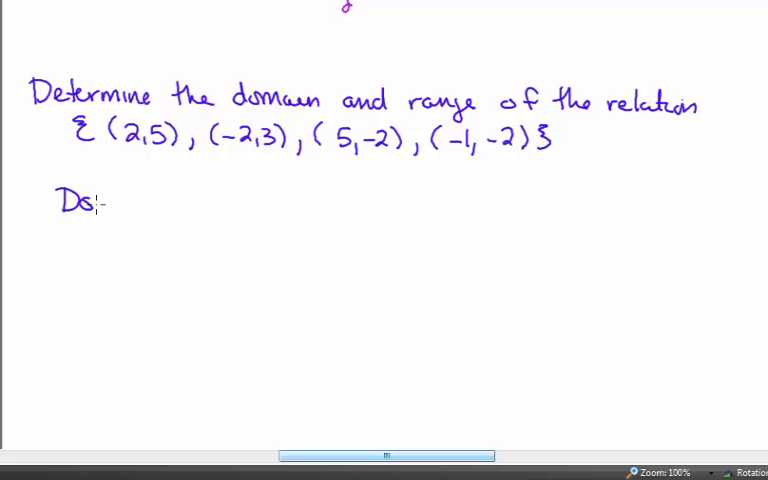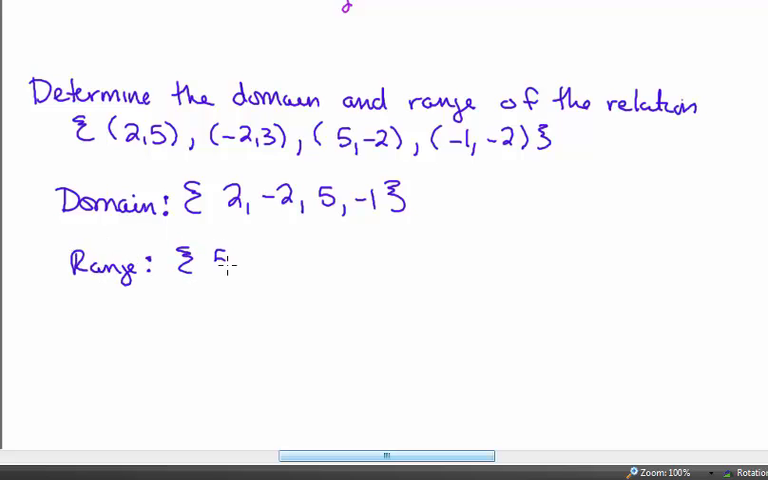So my domain are all of the X's, so 2, negative 2, 5, and negative 1, and my range is all of the Y's, so 5, 3, and negative 2, and again I have another negative 2, but I only have to list it one time.